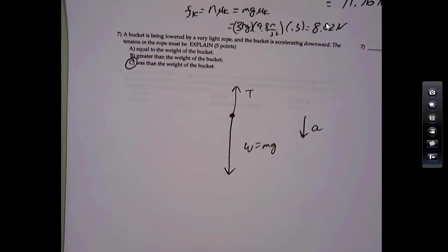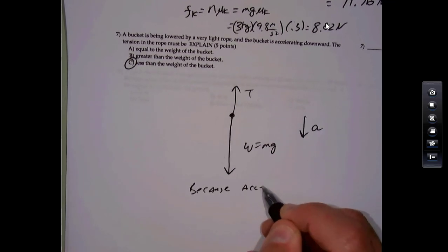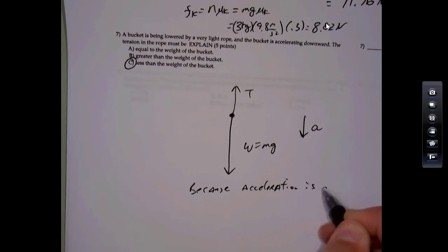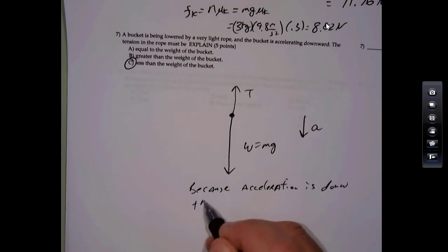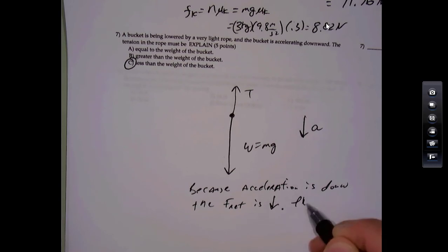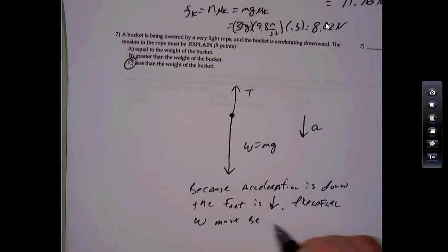And then the free body diagram is enough to explain it actually, but if you want to do a sentence or two, you could say, because acceleration is down, the net force is down. Therefore, weight must be bigger than tension. Something like that. Okay, good.